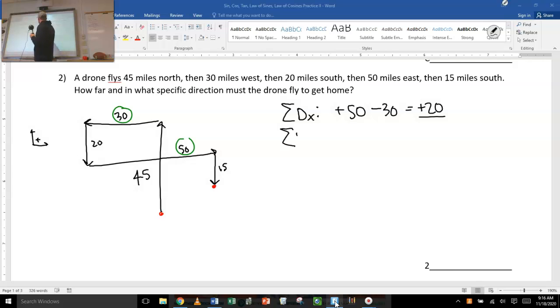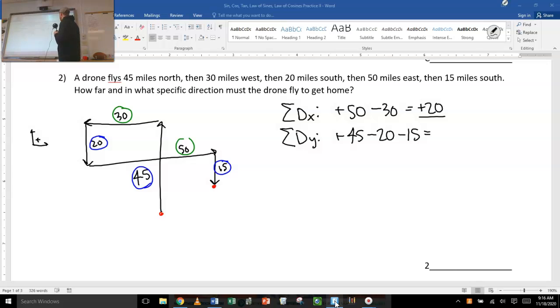I'm going to add up all the displacements in the y direction next. So in the y direction, I've got a positive 45. And I've got a negative 20 and a negative 15. So that equals 5. No, let's see here. 45, that's 10. Positive 10. So what this is saying is this. After this drone did all of this flying, in reality, all it did was, in the x direction, it traveled 20 miles, and in the y direction it traveled 10. So when we want to go home, if you want to travel home, you need this.